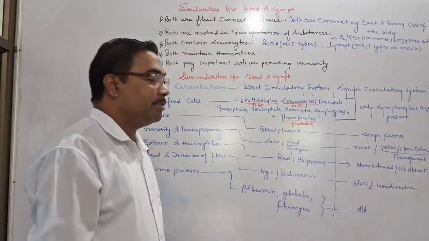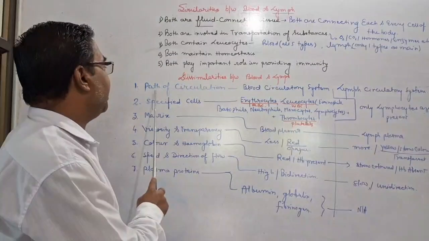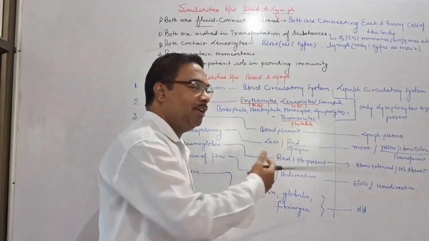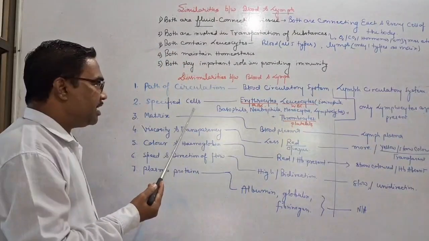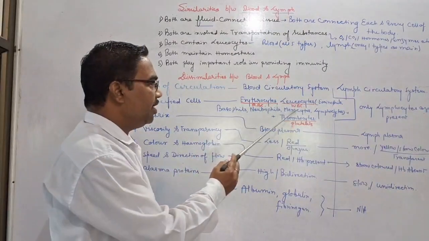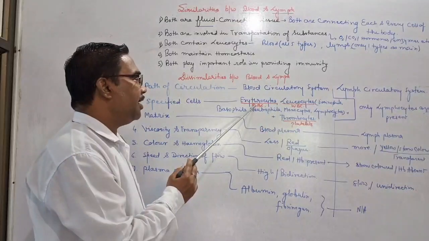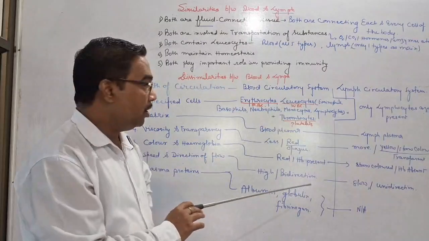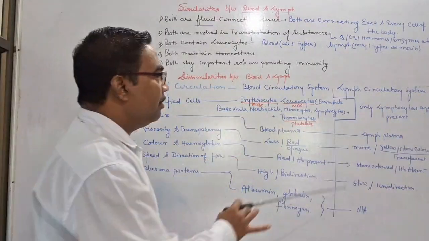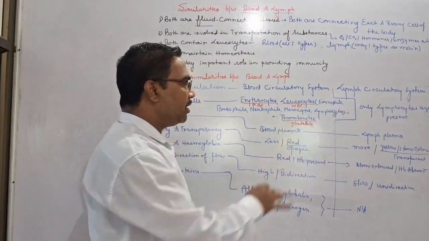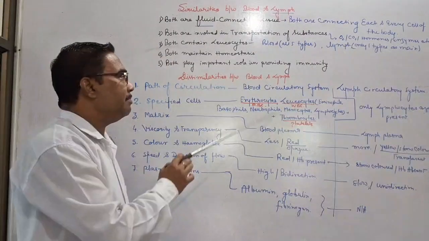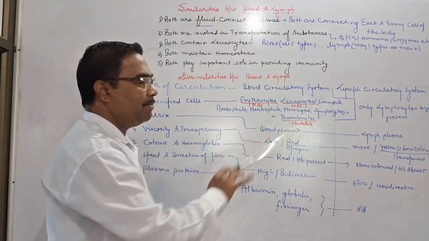Now the dissimilarities between blood and lymph. First dissimilarity is the path of circulation. Blood is circulating in blood circulatory system, lymph is circulating in lymph circulatory system. Specified cells, there are 3 specified cells, that is RBC, WBC and platelet. Biologically erythrocyte, leukocyte and thrombocytes. Leukocytes are of 5 types, all 5 types are present in the blood, but in lymph only 1 type, that is lymphocyte, so it is a difference also. Matrix, blood plasma is the matrix of blood and lymph plasma is the matrix of lymph.